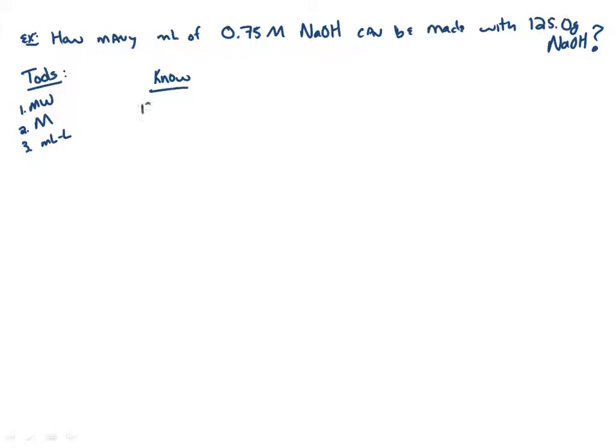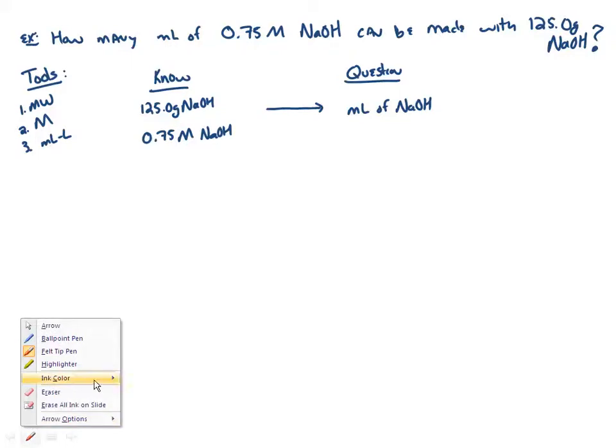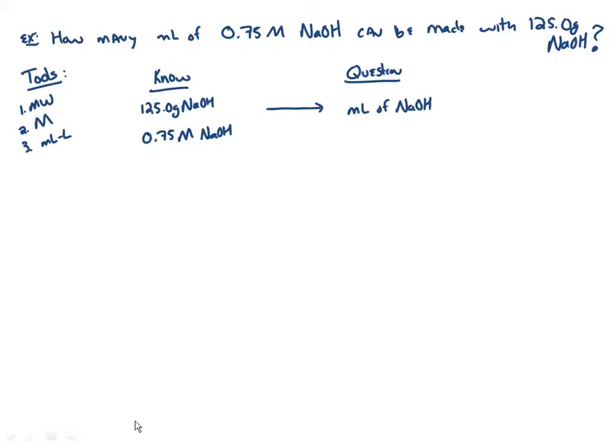So let's take a look at what we know. We know that I have 125.0 grams of NaOH. I know that I have 0.75 molar NaOH. And I somehow want to be able to convert that to milliliters of NaOH. So again, I've got a choice of 2 starting points. Which one makes more sense?